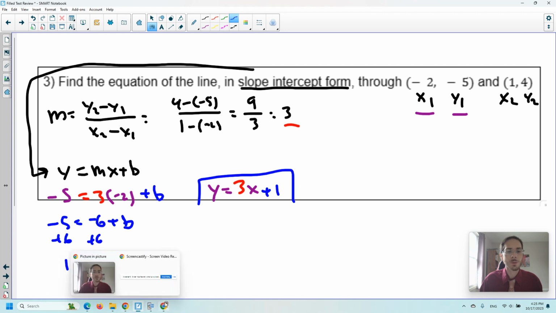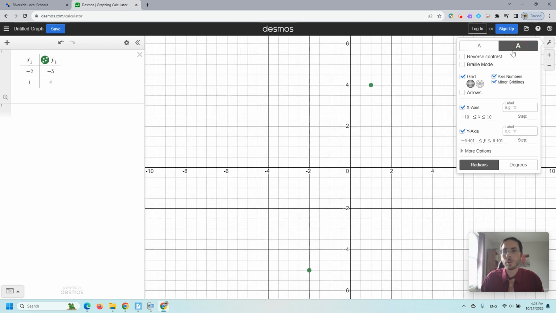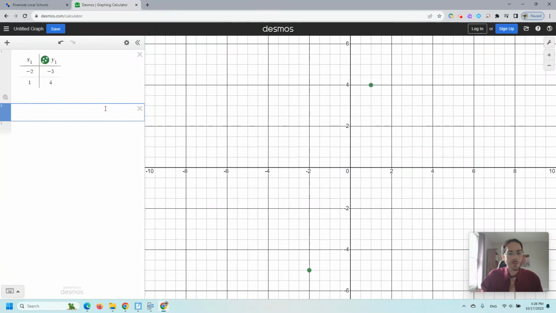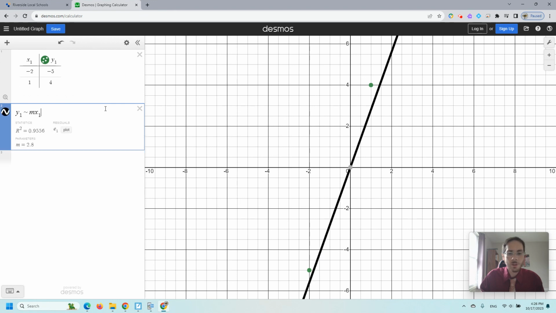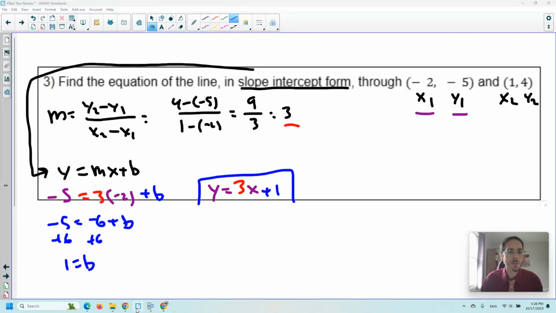So if we want to use Desmos, what we would do is we would make the table. And we would put in our 2 points. So -2, -5, and 1, 4. And then what we're going to do is type in the code. So remember the code is y1 tilde mx1 plus b. And so we can see right there, it's on the screen. So m is 3, b is 1. So I'm going to go ahead and steal that. That's what I need this for.